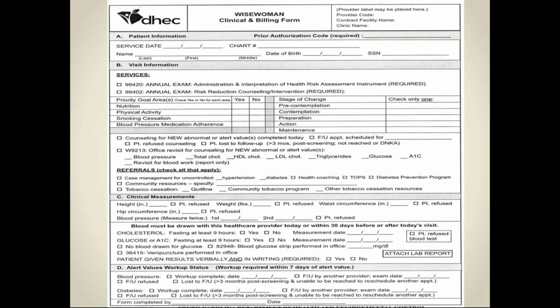If this is a goal that they're working on, please check yes. If not, then they can check no. And we need a stage of change; check only one answer for that. And we also have the referrals. The clinical person knows what to do in that area. If a patient was referred to any of the programs, you can fill out that part also.